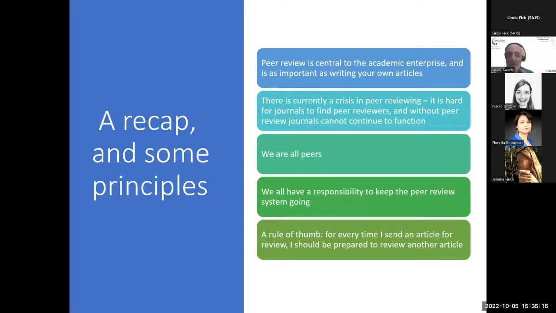And just to reiterate what I think Gemma said at the beginning, for me, every time I expect somebody to review something that I've submitted to a journal, I should be prepared to review somebody else's work. And if we were to do that, then the peer review system would work really well.